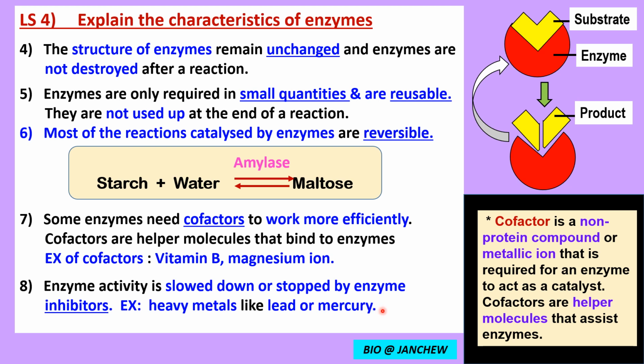So this can lead to some health problems. That's why lead and mercury are toxic to the body, because they are inhibitors that either slow down or stop the enzymatic reactions in the body, and they can cause health problems, for example, mercury poisoning. So it's advisable to limit exposure to heavy metals for the sake of health.